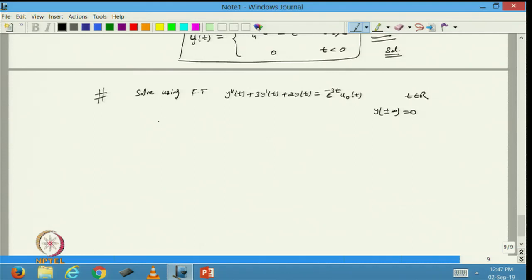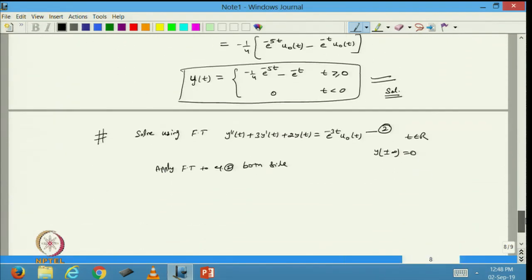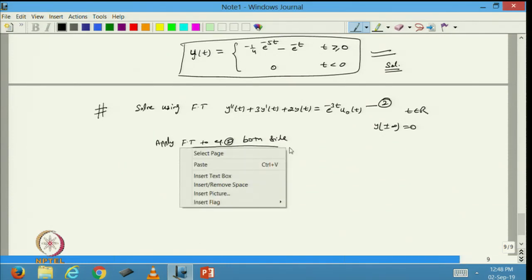Now, to solve that, call it equation number 2, apply Fourier transformation to equation 2 both sides. Earlier I had taken the equation number 1, yeah. So, this is the equation 2. So, I am applying the Fourier transformation to the equation number 2 both sides.